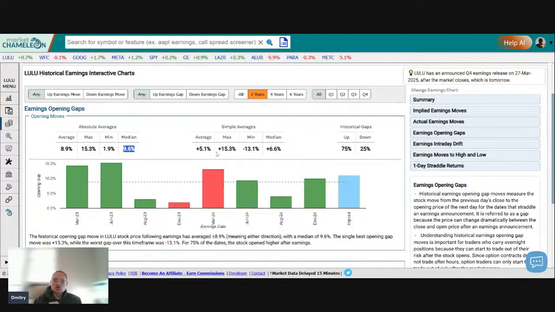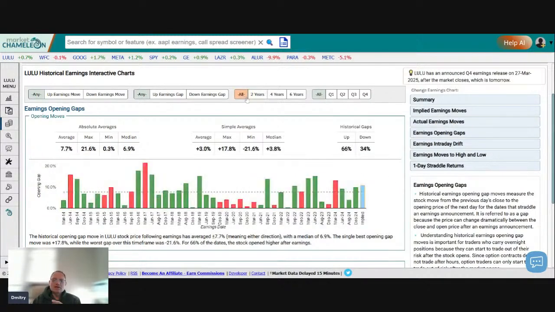The skew tended to still be biased towards the upside based on the average returns, median returns, and frequency of up moves versus down moves. Doesn't mean it will be, but that's where it tended to happen in the last 2 years of our data set. Let's come back to all and see how else we could look at it.